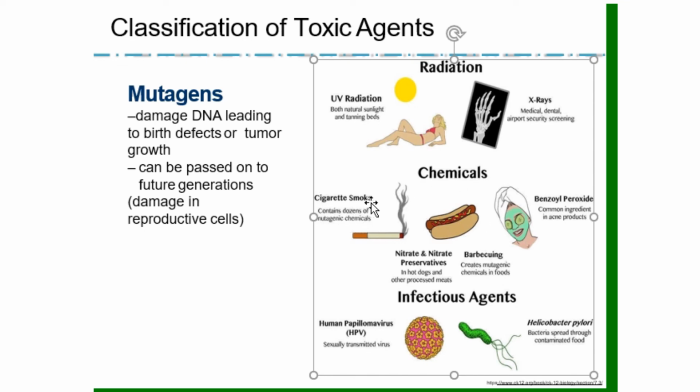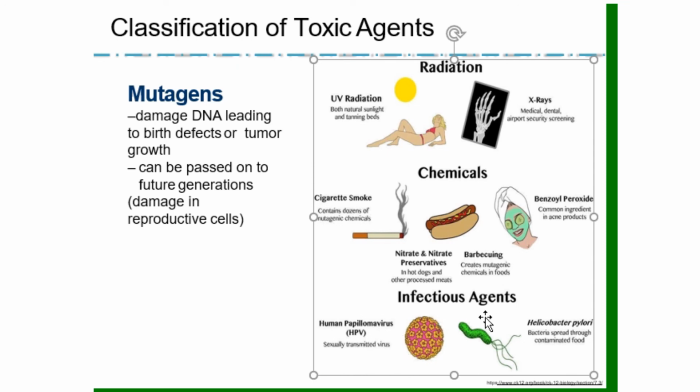We also have chemicals here. So, what are the examples? We have the nicotine from the cigarette smoke. We have the nitrite and the nitrate preservatives in the hot dogs and other processed meats. That is why it's not good to eat them all the time. And then we have barbecue, no? So, yung mga mutagenic chemicals which is found in that food. And we also have yung mga acne products, benzoyl peroxides.